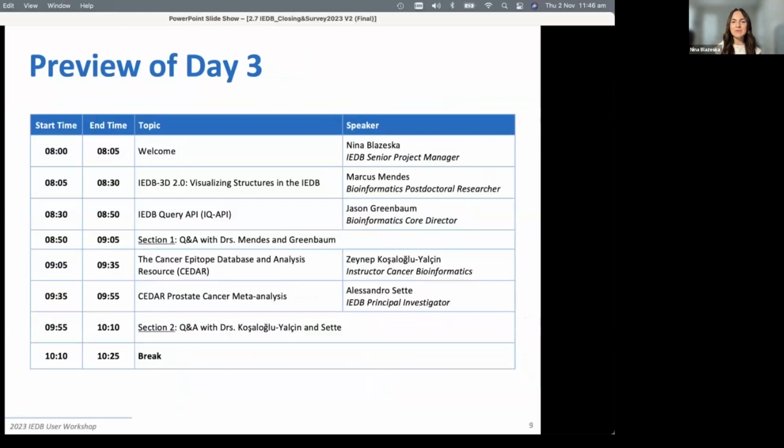Looking at the agenda in a little bit more detail, we'll open up after myself with Marcus. Dr. Marcus Mendez, one of our postdocs, will be presenting IEDB 3D 2.0, visualizing structures in the IEDB. We won't get rid of Jay yet. Dr. Jay Greenbaum, our bioinformatics core director, will be back tomorrow presenting the IEDB query API. This is the API for our database.